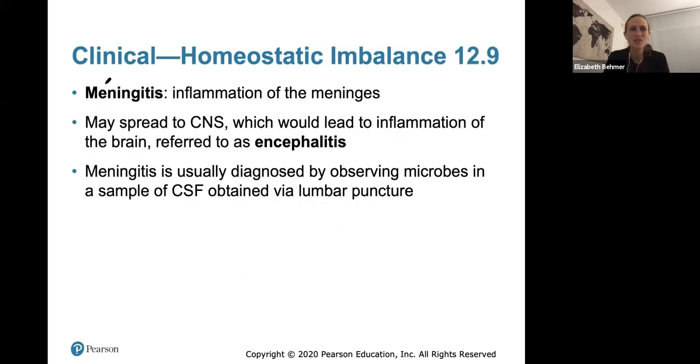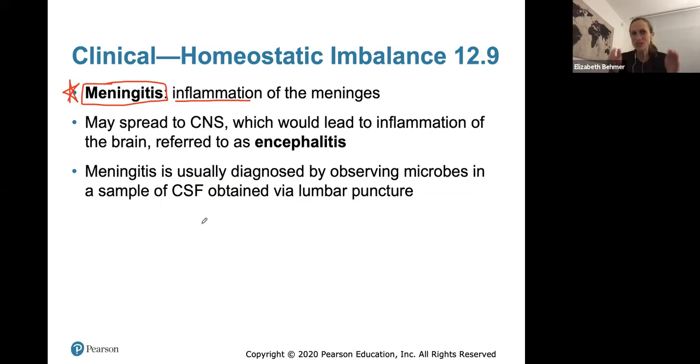mater. So meningitis: whenever you have a word that ends in itis, that means inflammation. So keep this one in mind. You know what happens when I draw a star next to something. So meningitis is actually an inflammation of these meninges layers, and this could spread into the brain.